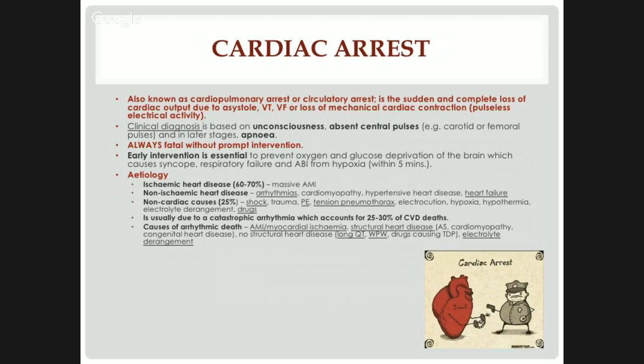In effect, what we're saying is that the heart doesn't have any cardiac output. So your signs and symptoms are going to be related to that. So they're going to be unconscious because the brain isn't getting oxygen. They're not going to have pulses because there's no cardiac output. And in later stages, their breathing starts to stop, which is right at the end before they die. Cardiac arrests are almost universally fatal unless you do something about it.